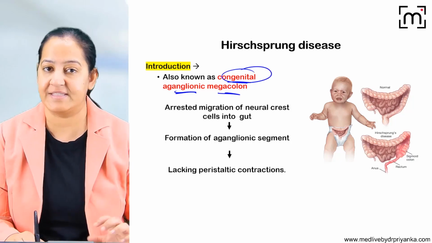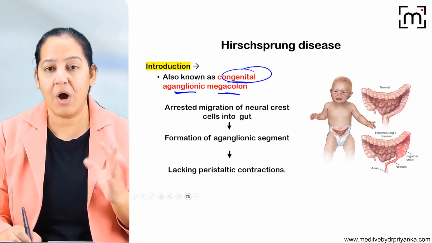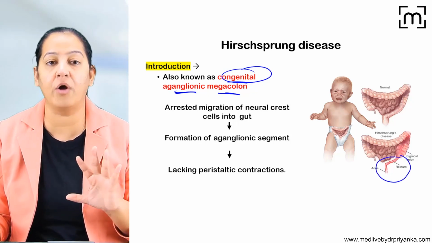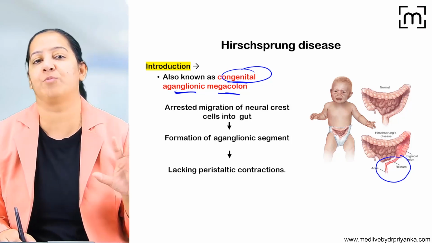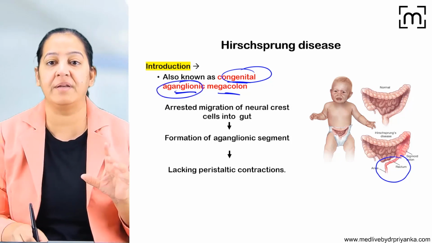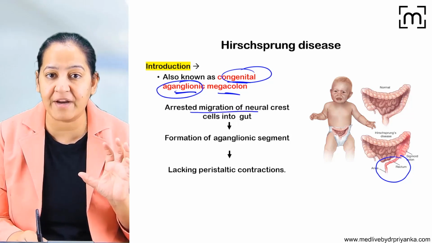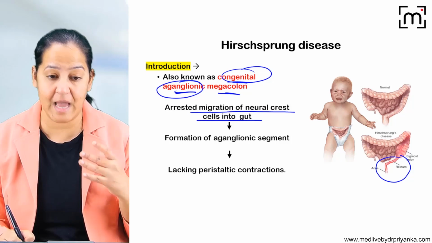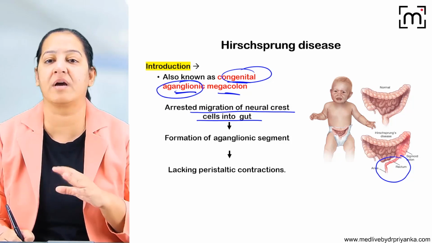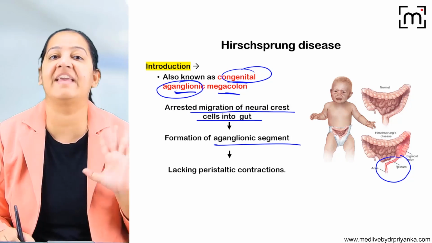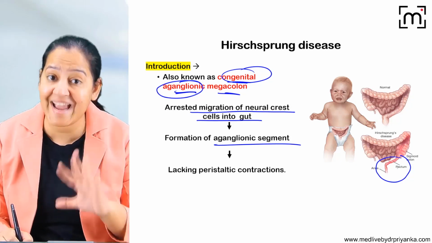It is a congenital disease. That's why, of course, it is known as congenital. Now, in this, a portion of the distal colon, can you see this portion? This portion of the distal colon, there is no ganglion in this portion. That's why this is an aganglionic portion. Because in this portion, there is arrested migration of the neural crest cells. So the neural crest cells, which in embryonic life migrate into the gut, do not migrate into this portion. So this portion doesn't have any ganglion. This portion of the colon is the aganglionic portion.